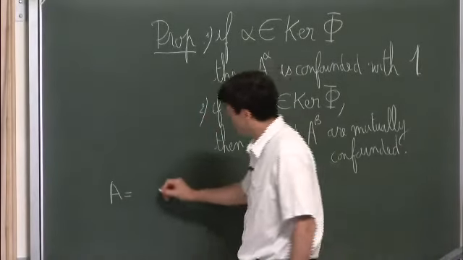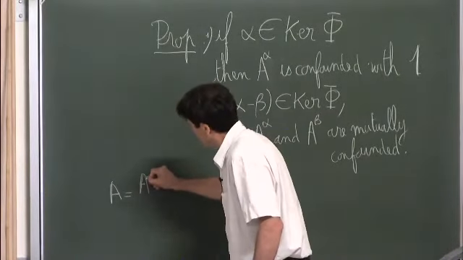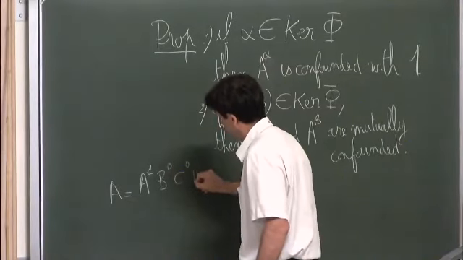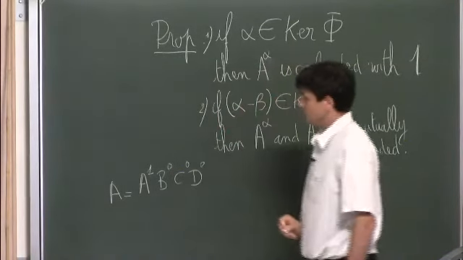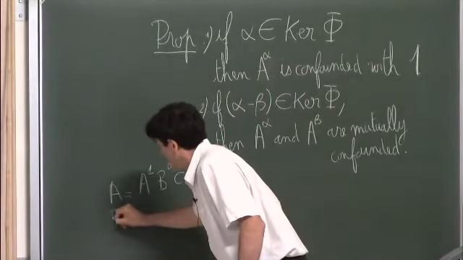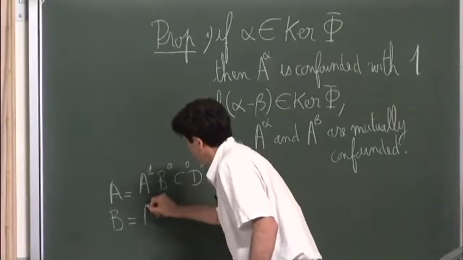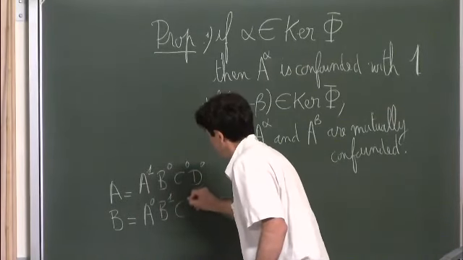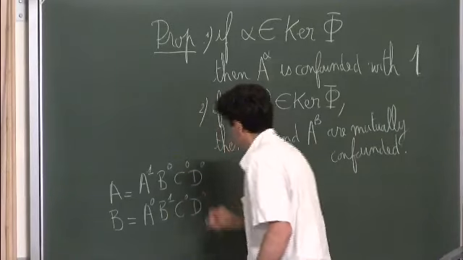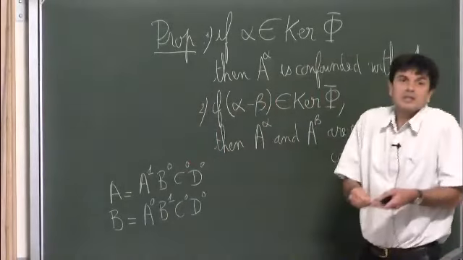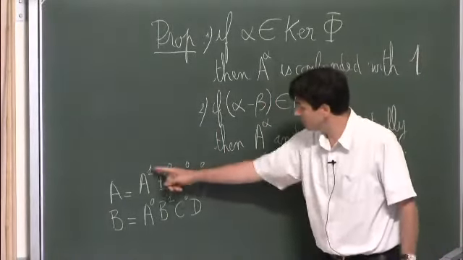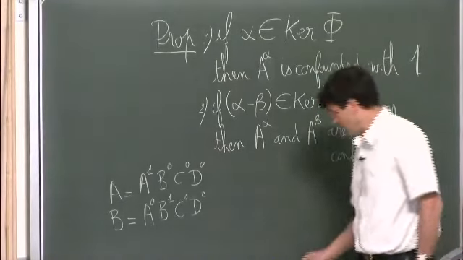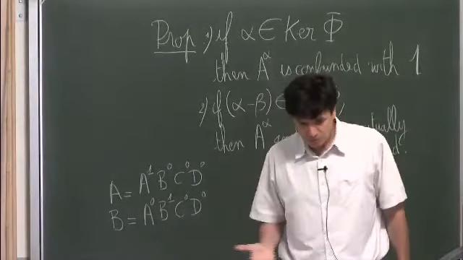the main effect of A, it is A to the power 1, B to the power 0, C to the power 0, D to the power 0, and B is equal to A, B power 1, C power 0, D power 0. So the difference between, when I say the difference between A and B, I mean the difference between this vector and this vector. So 1, 1, 0, 0. So it must not belong to the kernel of phi.